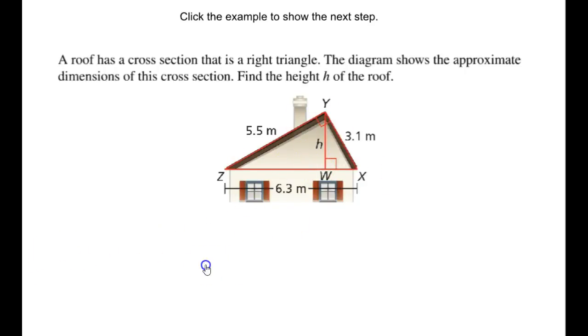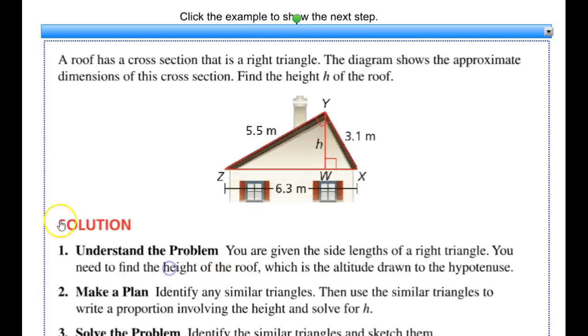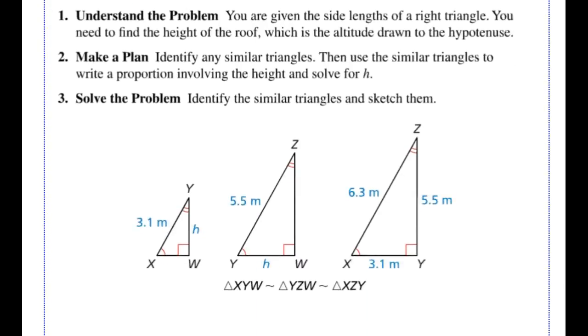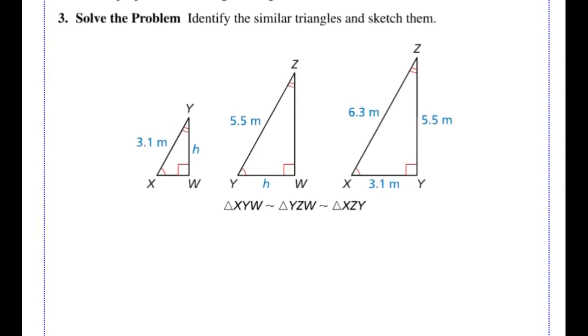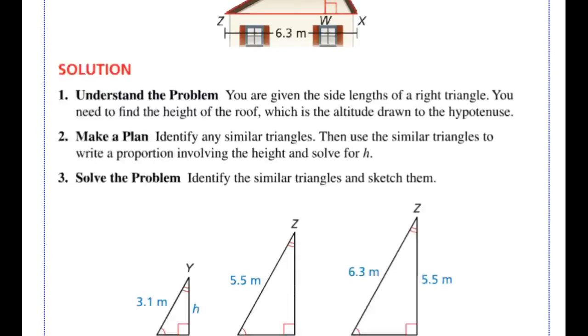The first thing I want to do is draw out all of my different triangles. First I draw out my similar triangles, then I sketch them, and then I label what I know. All of these labels came from the parts above that I was told. Again, I want to make sure all of my right angles are in the same orientation, so I know what I'm dealing with. Now I can say that triangle XYW is similar to triangle YZW, which is similar to triangle XZY, and I've labeled everything from what was up here.